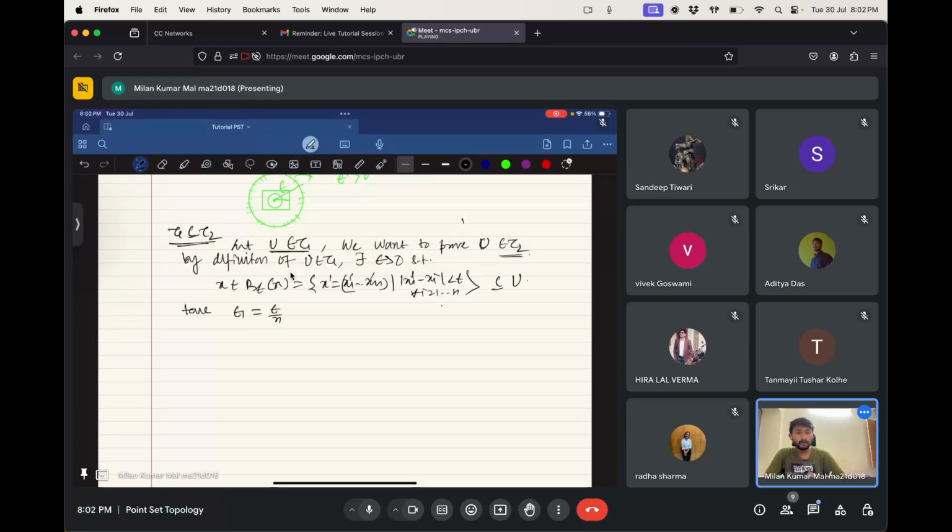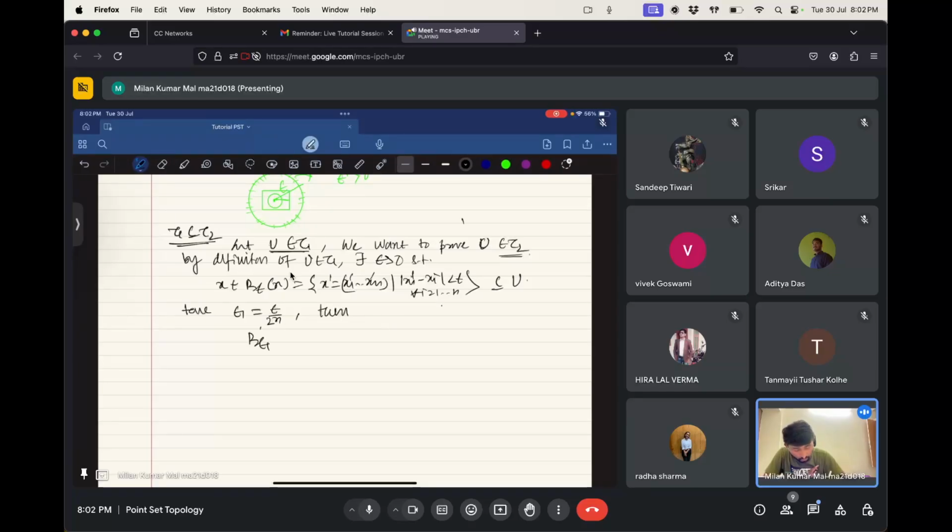I hope this will be okay. Yeah, that is okay. Epsilon 1 equals epsilon by 2n, just to make sure. Epsilon 1 equals epsilon by 2n. Then consider B epsilon 1 dash of x.